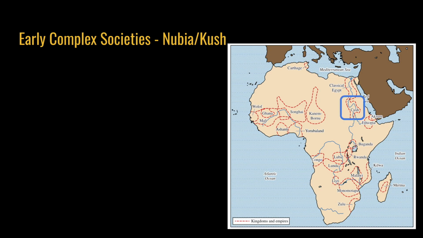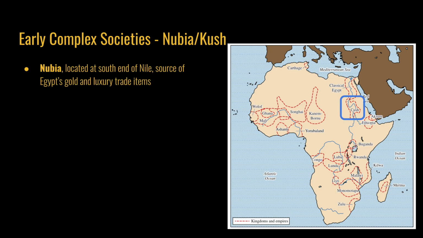South of Egypt was Nubia or Kush. Nubia, located at the southern end of the Nile, was the source of Egypt's gold and luxury trade items. It was an agricultural region with copper deposits and access to ivory, ebony, and panther skins that were traded from southern parts of Africa.